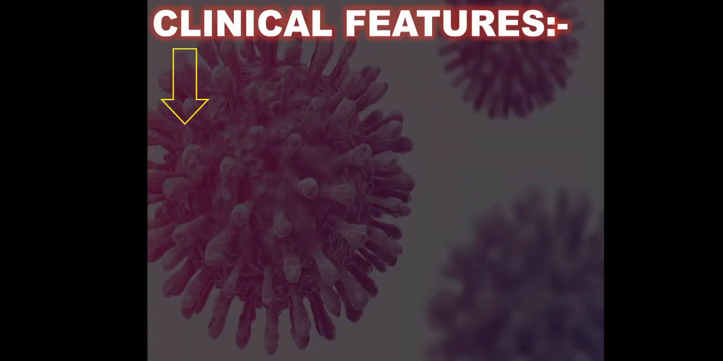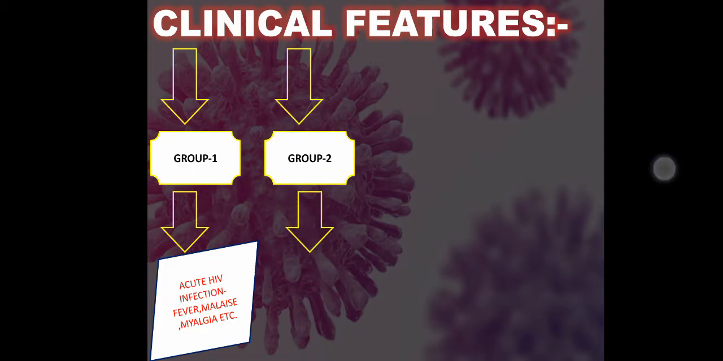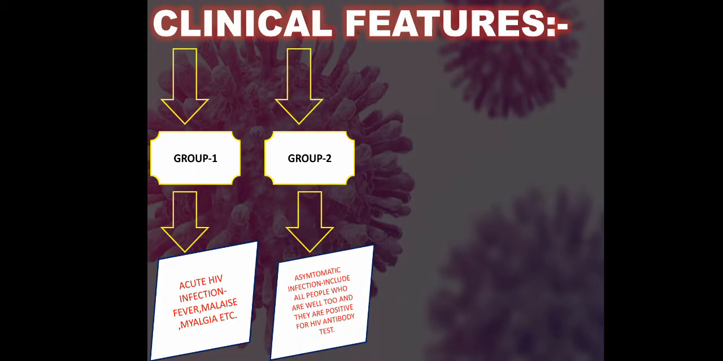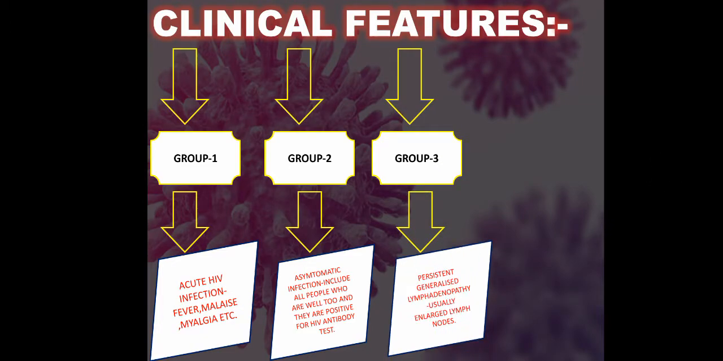The next heading will include the clinical features. So what are these clinical features? The clinical features will include group 1, which is the acute HIV infection, characterized by fever, malaise, myalgia, etc. The second group would include the asymptomatic infection, which includes all people who are well and are positive for the HIV antibody test. The third group would include the presence of generalized lymphadenopathy, usually enlarged lymph nodes.